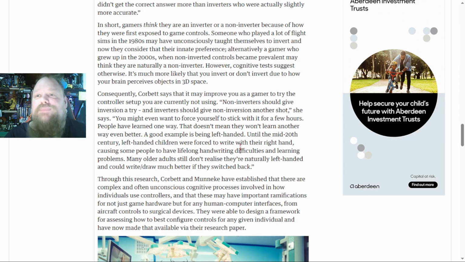A good example is being left-handed. Until the mid-20th century, left-handed children were forced to write with their right hand, causing some people to have lifelong handwriting difficulties and learning problems. Many older adults still don't realize they're naturally left-handed and could write, draw, etc. much better if they switched back.